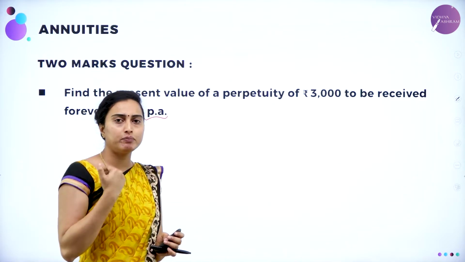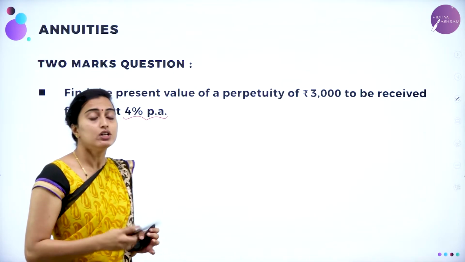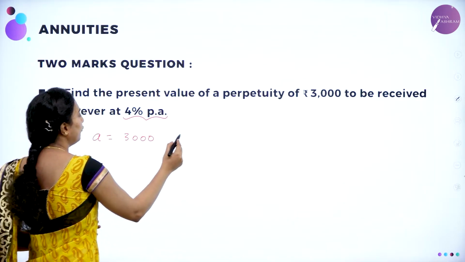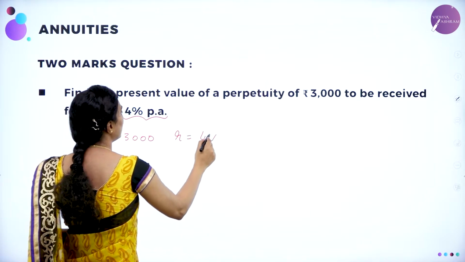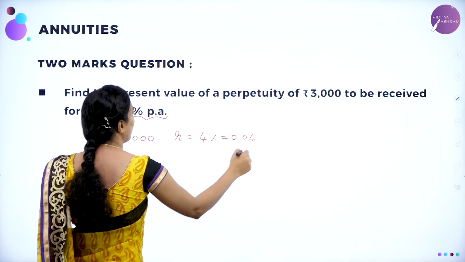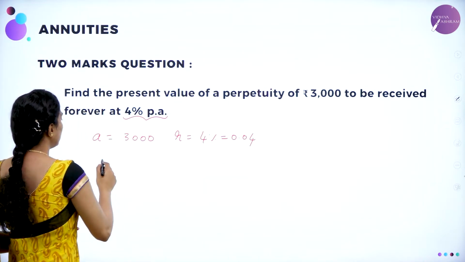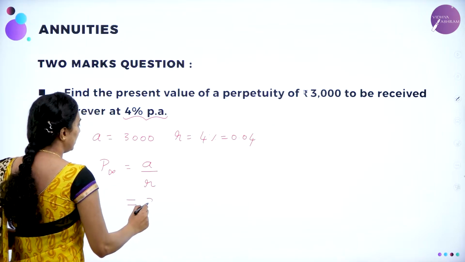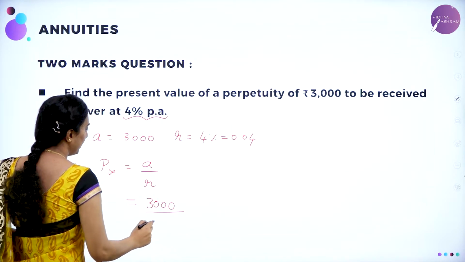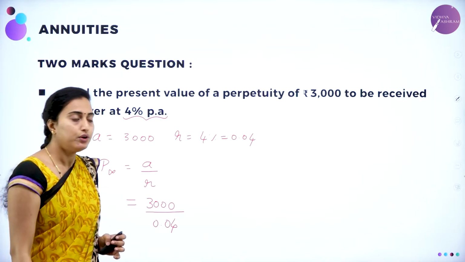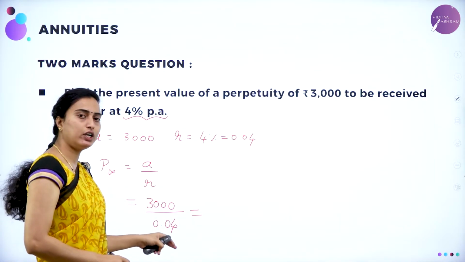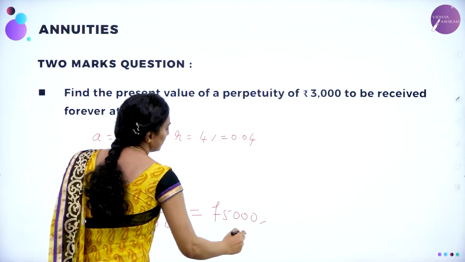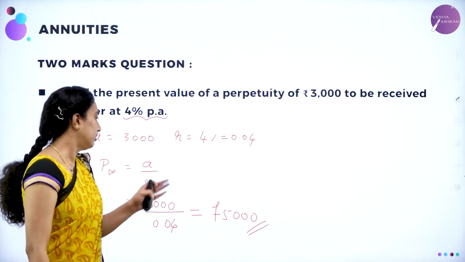To be received forever means you are going to receive the annuity, right? So annuity means A is rupees 3000, and 4% per annum, R is equal to 4%, which can be converted to a decimal, 0.04. Now, using the formula P infinity is equal to A divided by R, which is 3000 divided by 0.04. Now, 0.04 can be written as 1 by 25. 25 goes to the numerator. 25 into 3000 is 75,000. So this is what you are going to get, the P infinity.